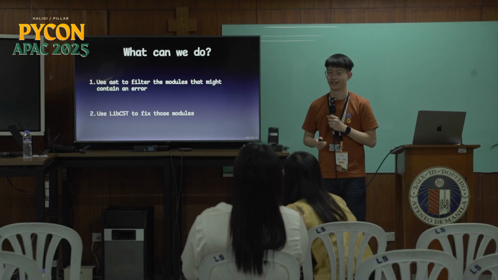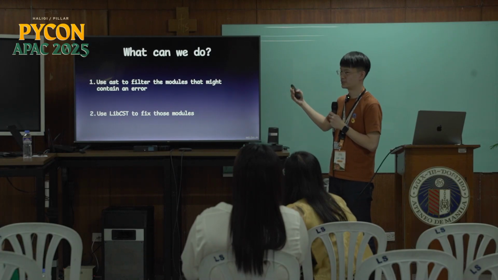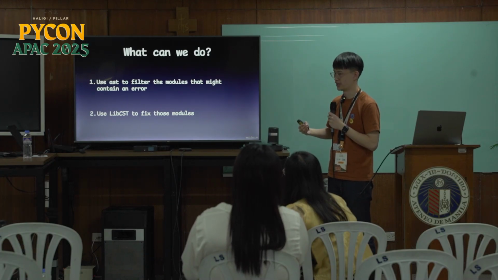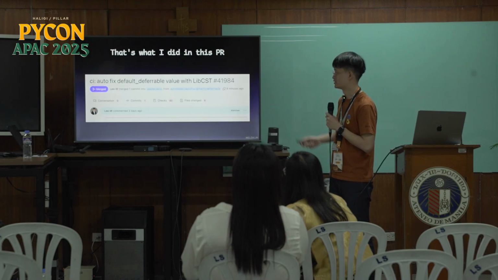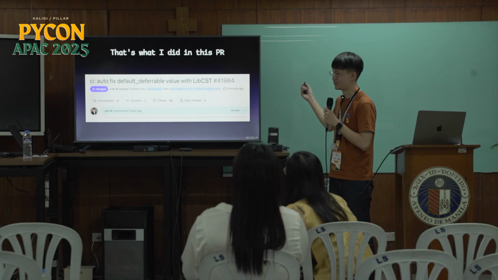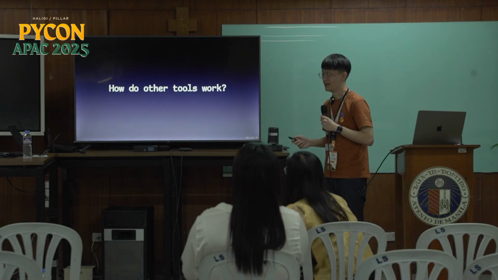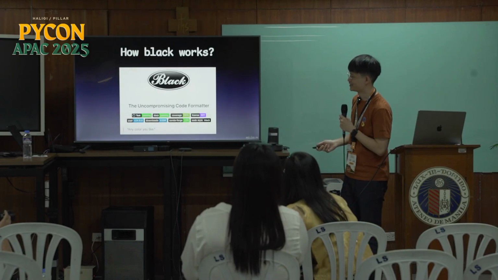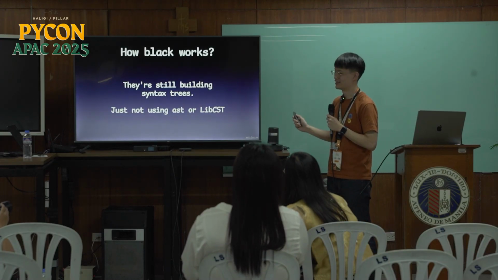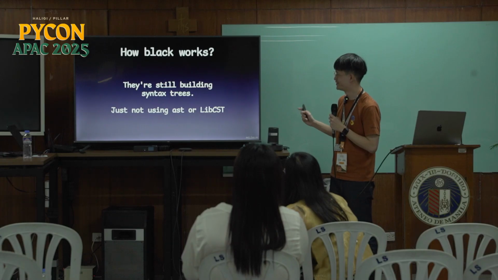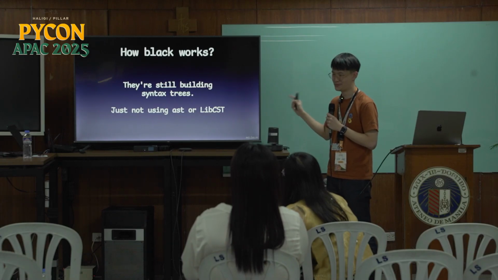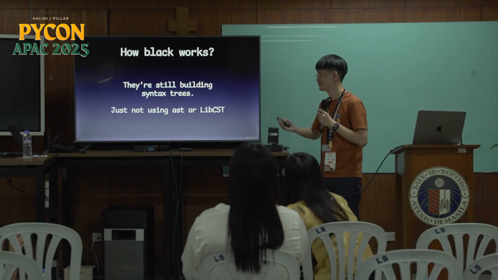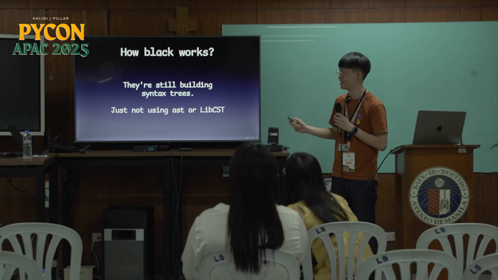So this is what I did. I tried to filter out the modules we actually need to check and update, and use libcst to do the actual update. Yeah, this is what I did in this pull request. And we'll take a look at what other tools do, like Black. I tried to trace the code of Black a bit. They are still building their syntax tree, but they are not doing it with AST or libcst.